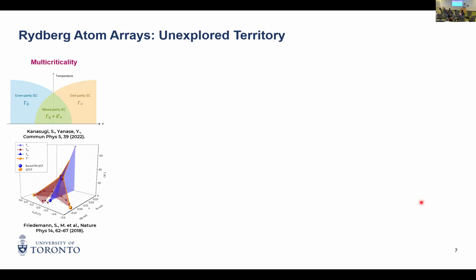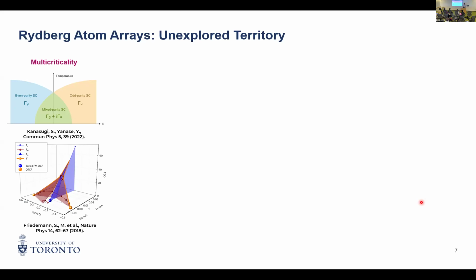Okay, so a lot of interesting things have been done studying physics in arrays of Rydberg atoms, but there's also a lot of things that are missing. One thing is this phenomenon of multicriticality, which has two different important aspects to it. First is the presence of multi-component order parameters. So the order parameter is what describes the property of the phase. And all the things I talked about previously have just a single component in their order parameter.